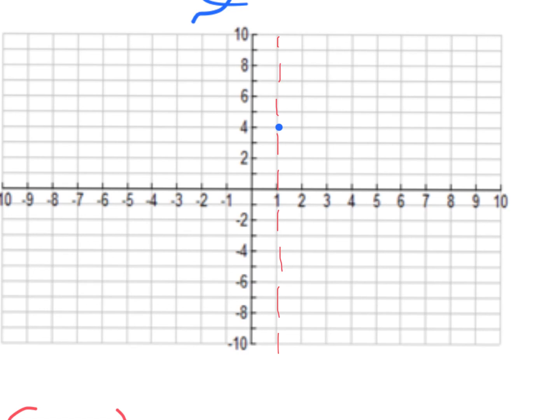Alrighty, so right 1 down 2. Right 1 down 6. 1, 2, 3, 4, 5, 6. Right 1 down 10, but we're going to go off the graph. Alright, so now let's do our reflection. So 1 space, 1 space. One, 2, so 1, 2.